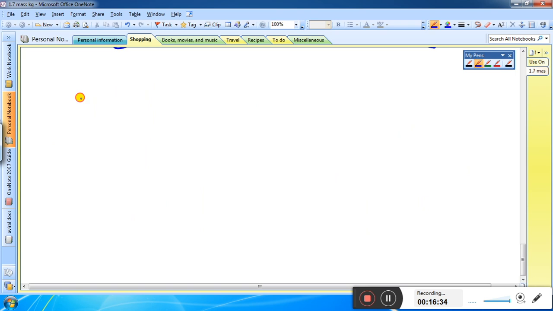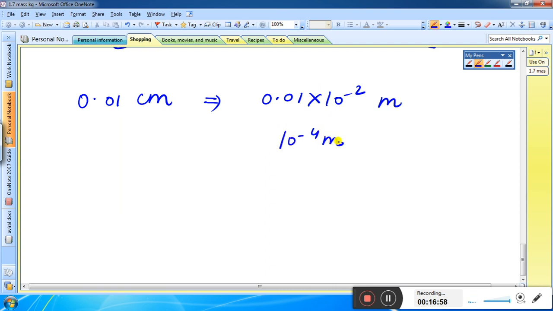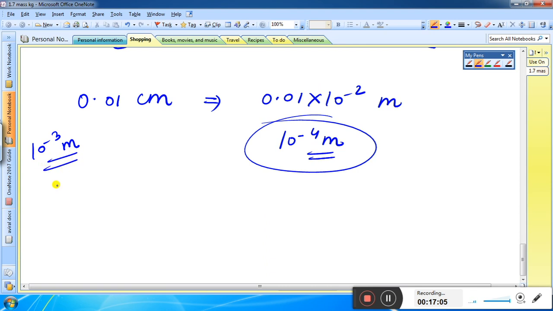That means if we write it in meter, it will be 0.01 into 10 to the power minus 2 meter, right? And if you adjust this decimal again, then you can say 10 to the power minus 4 meter. So now you can see, in the previous case we could measure up to 10 to the power minus 3 meter only, but with the help of vernier calipers we are able to measure even 10 to the power minus 4, right? So this is the thing which I have shown you here.